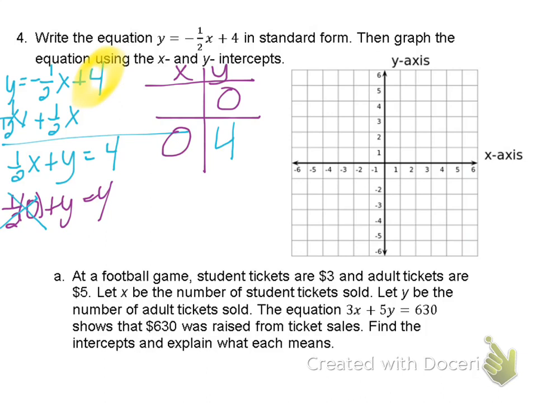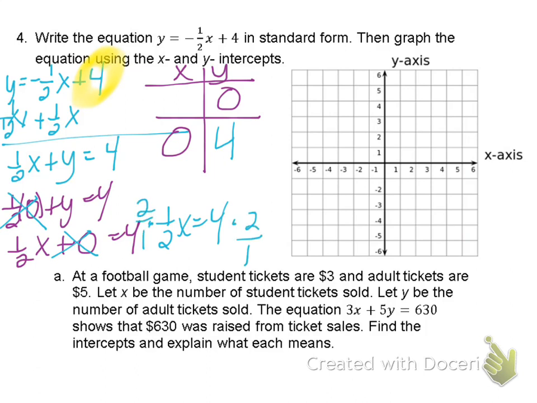So the next one to solve for here is 1/2 x plus 0 equals 4. And that's just going to cancel. So we'd have 1/2 x equals 4. So we'd multiply by 2 over 1 on both sides. And we would have x equals 8.